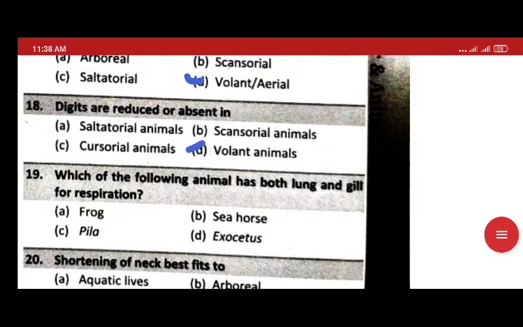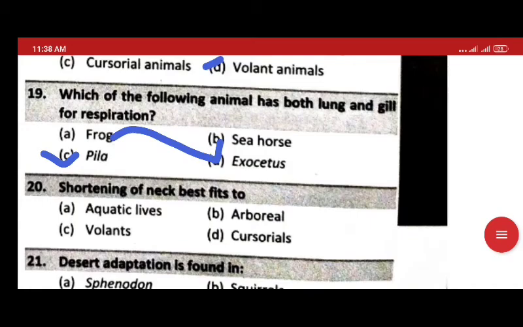Now 19 number. Which of the following animal has both lungs and gills for respiration? So both given. So both here we have what? Lungs and gills. So this should be in water. So the correct answer should be what? Pilla, because all we have seen is for only one. Lungs or shortening of neck, best fit. So if there is shortening of neck, then it is good for what? Aquatic adaptation.